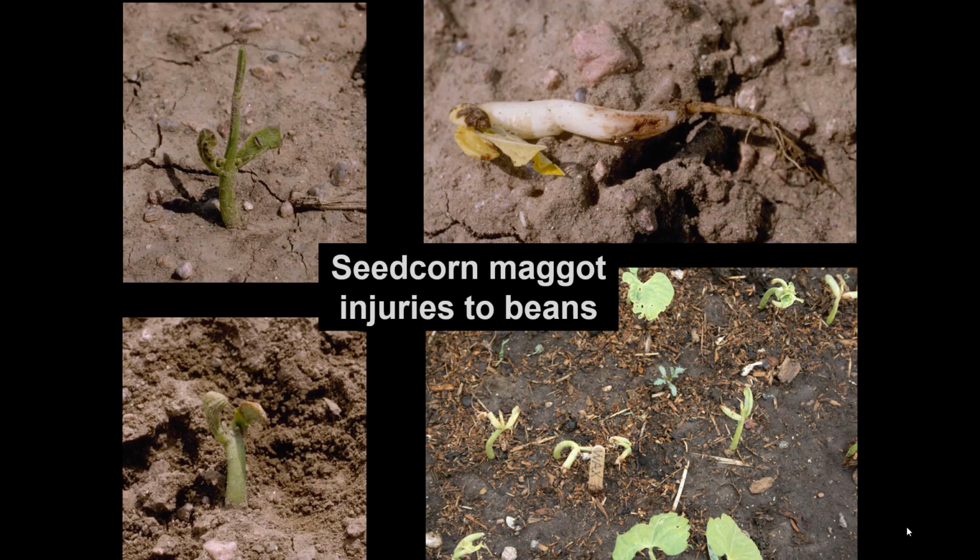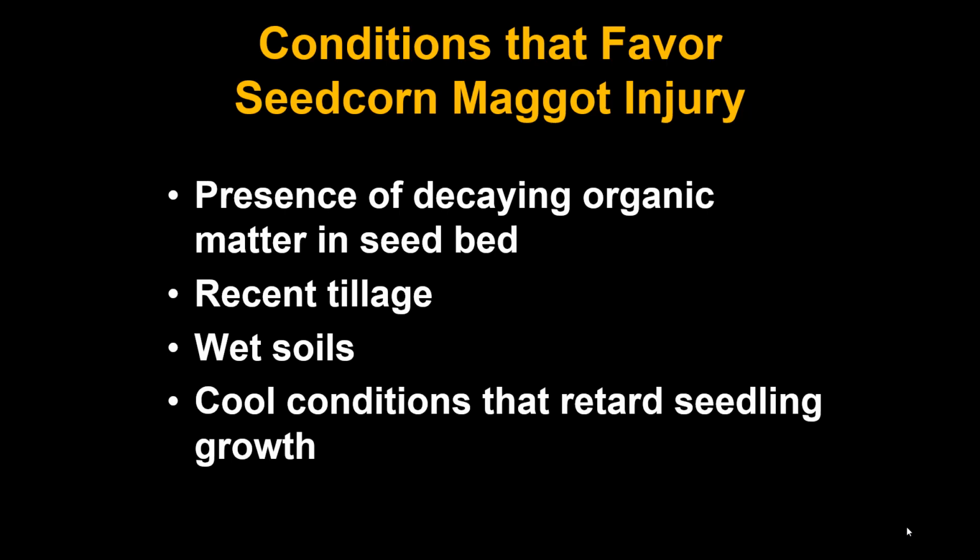And again, that's not the only crop that it attacks. Obviously, corn would be another. But again, curling, snakehead symptoms where the growing point is killed, some twisting, and again, many of them don't come up because they were killed below ground.